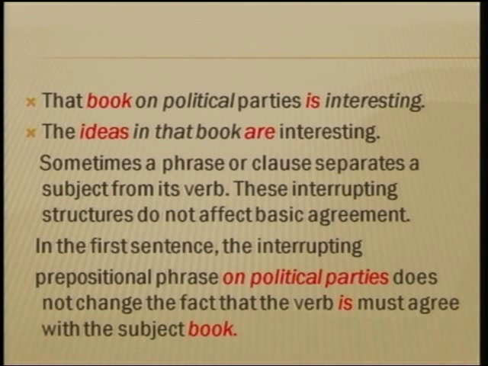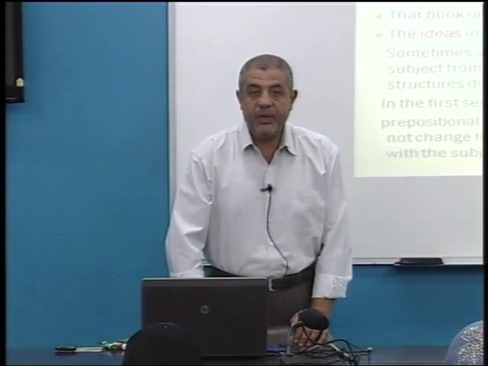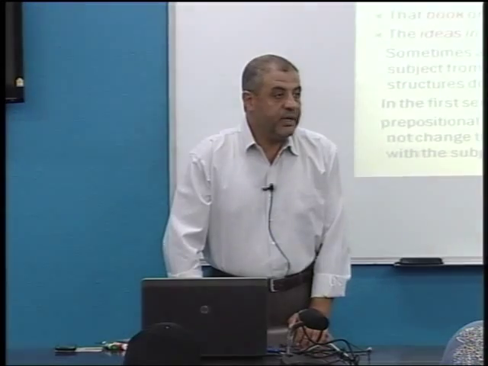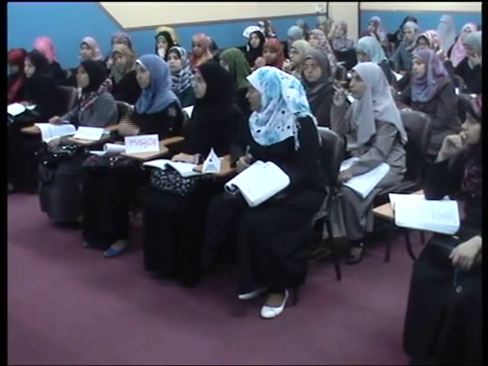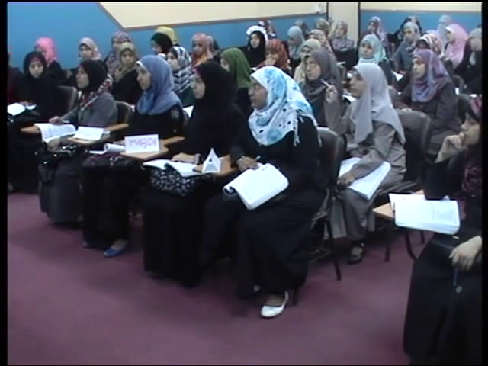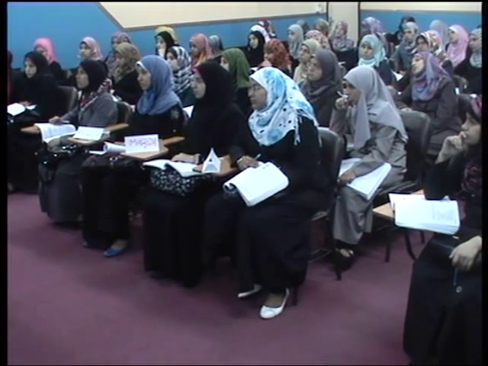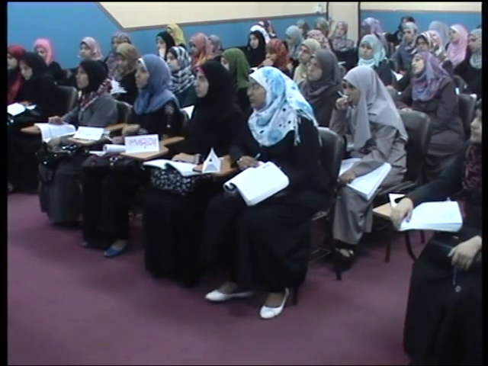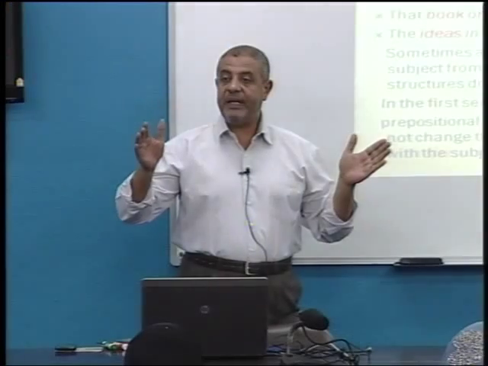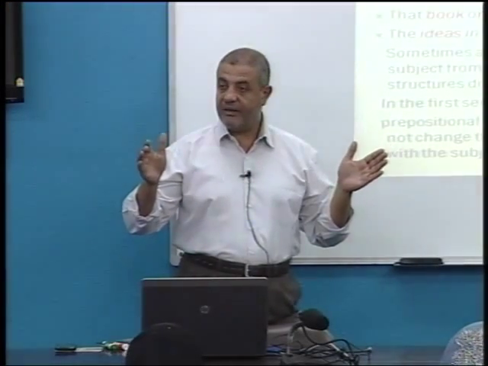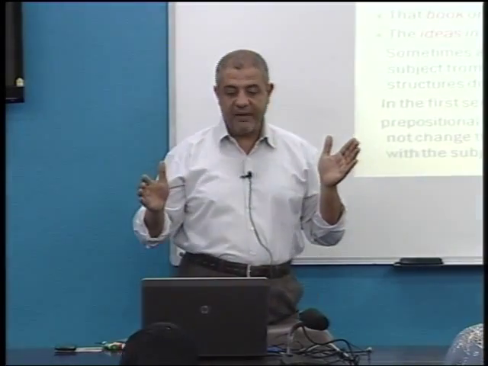Now look at this sentence. Who can read the sentence? Yes, please, read it, Khadija. That book on political parties is interesting. Thank you. Where is the noun and where is the verb in the sentence? Yes, Dua. The book is the noun, and is is the verb. That's right. The book is the subject, and is is the verb. They are separated by a phrase.